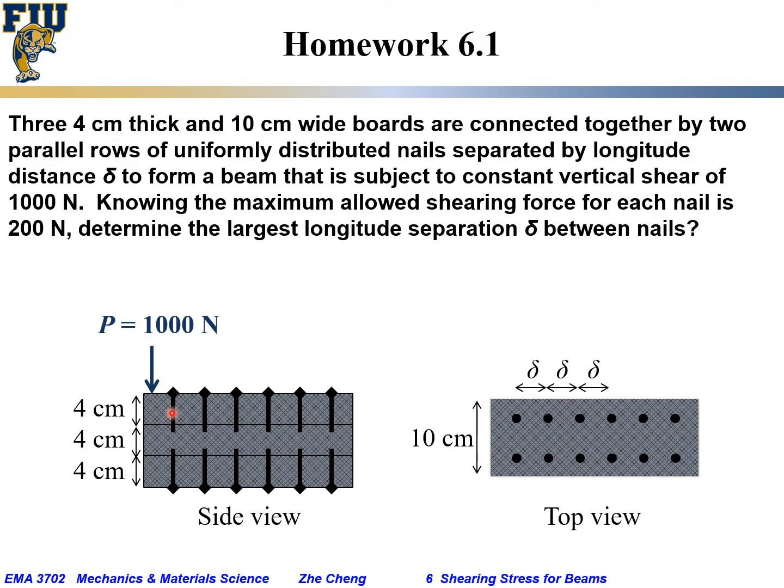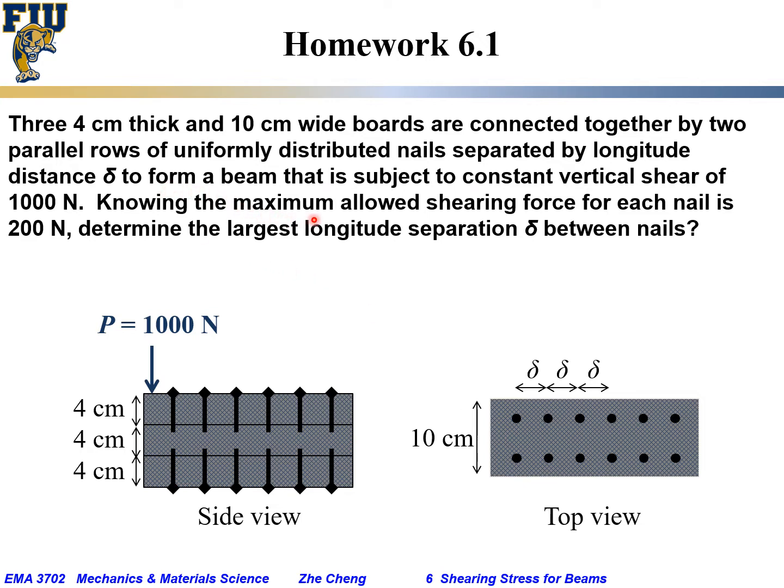From the side view, you only see a row, but if you look from the top, you would see two separate rows. They form a beam that is subject to a vertical shear of 1000 newtons. So this is a downward transverse force of 1000 newtons. If you look at the top, the force would be here going downward.